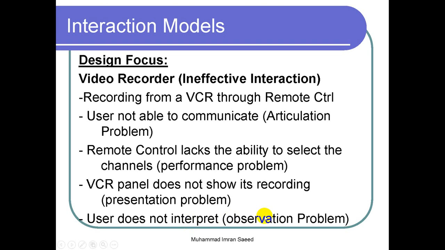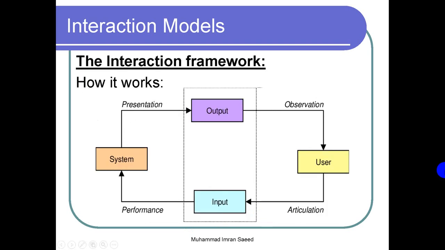My VCR is recording. It is showing me somewhere some dot, but I am unable to observe that. I am unable to interpret that. So that will be known as an observation problem, that we are not able to observe. Check. The user gave the command, the system performed, and the system showed, and then the user could not observe, could not interpret, could not understand. So that would be an observation problem.